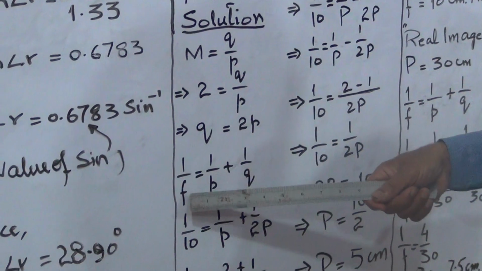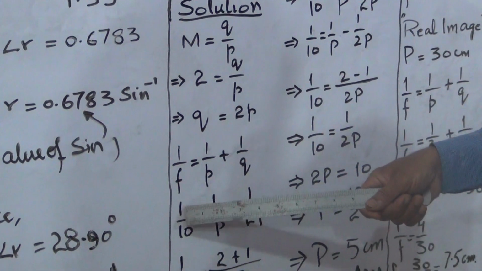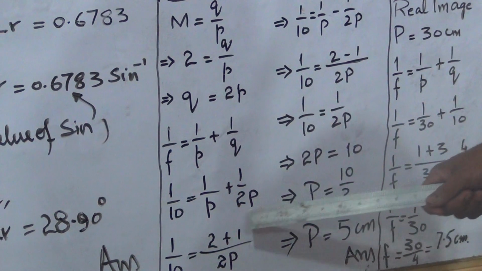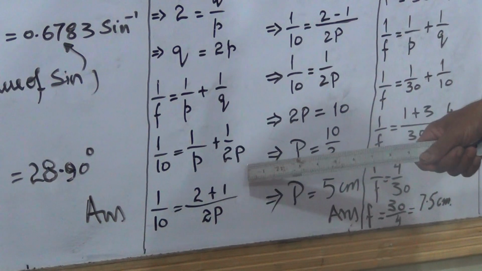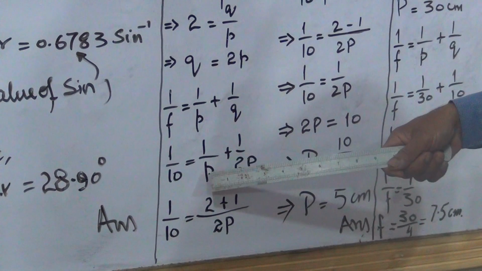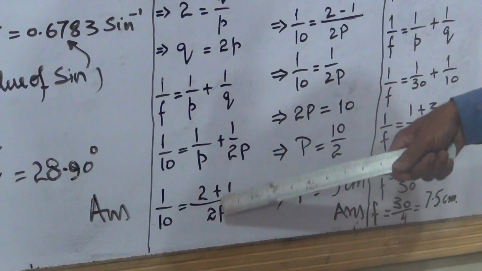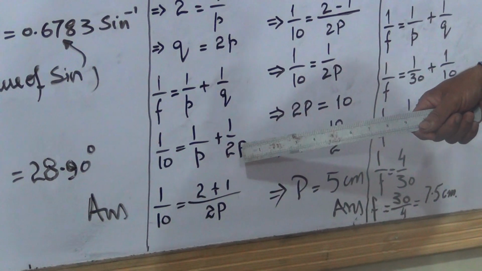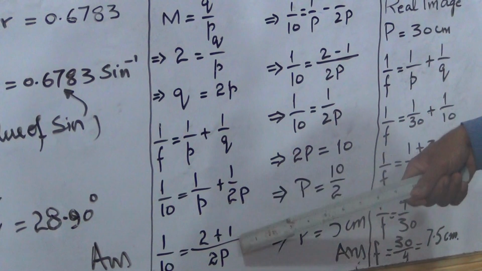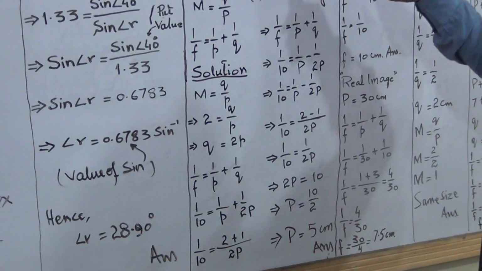Now apply the formula, 1 upon f is equal to 1 upon p plus 1 upon q. 1 upon f, 1 upon 10 is equal to 1 upon p plus, instead of q, you will write 2p. You will take the LCM of p and 2p, it will become 2p. So 2p divided by p, 2 ones are 2, then plus, the denominator 2p divided by the LCM is 1, so 1 one is 1, 2 plus 1. It comes 1 upon 10 is equal to 3 upon 2p.